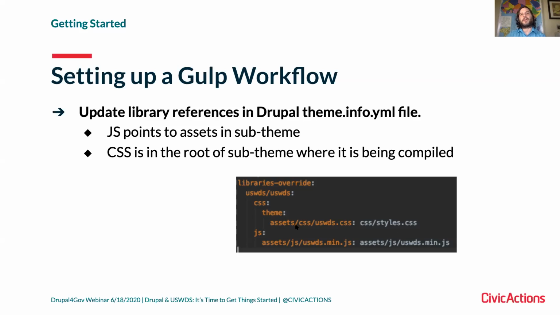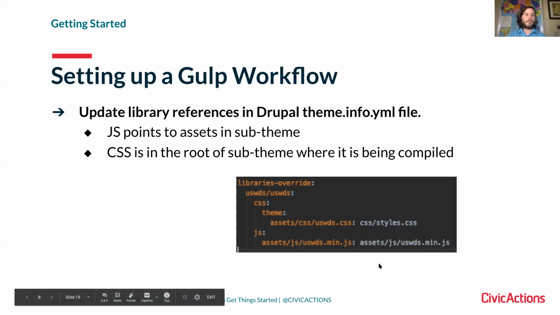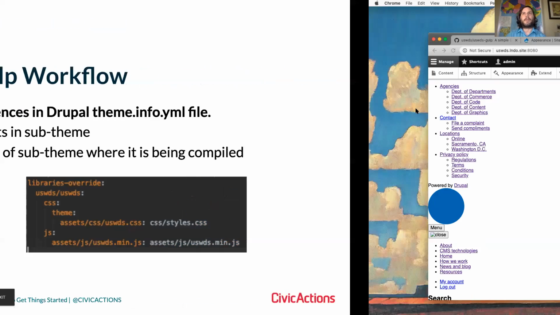This is what the parent theme said the CSS file was going to be: assets/css/uswds.css. We don't want that because it is a precompiled USWDS with all the defaults, and that doesn't really help us. We want to integrate this with our custom setup here. So we're going to have the CSS go to our freshly compiled CSS, and the JavaScript can just point to that assets folder because we're not compiling any JavaScript.